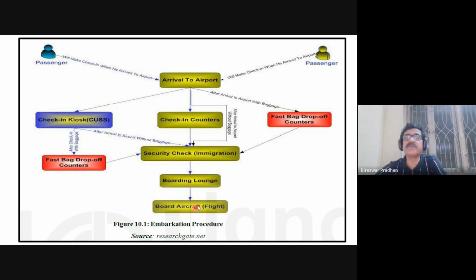Now here is the passenger, also the same person. There is the baggage, checking, lounge, and departure. The embarkation and disembarkation process.